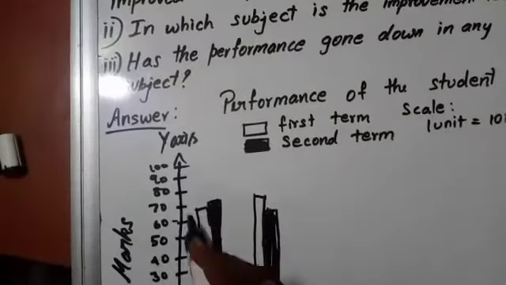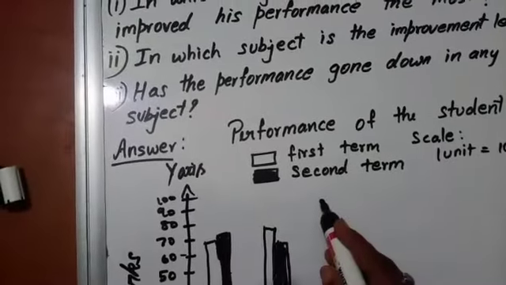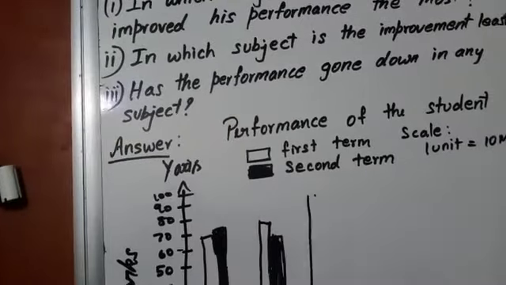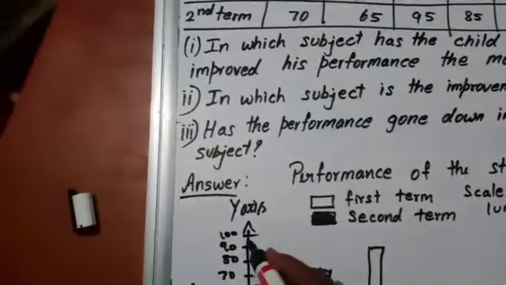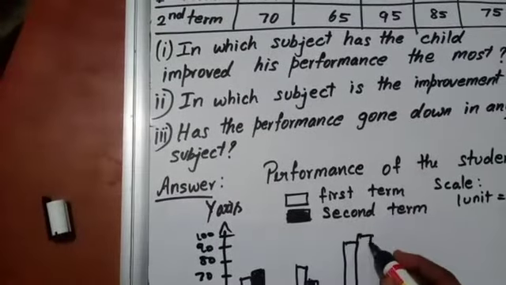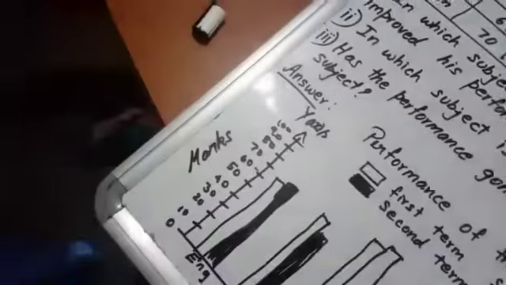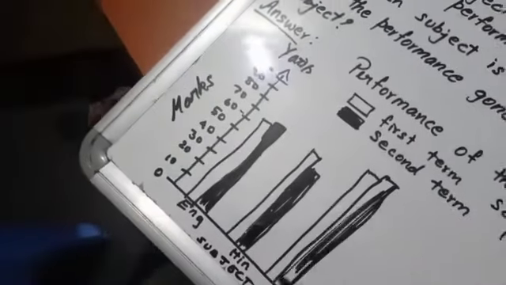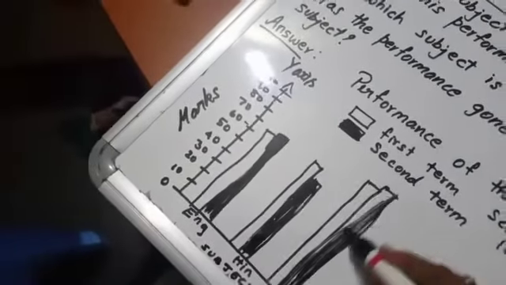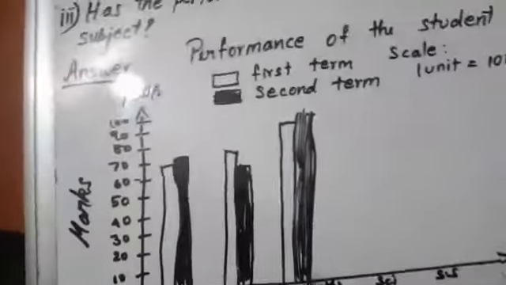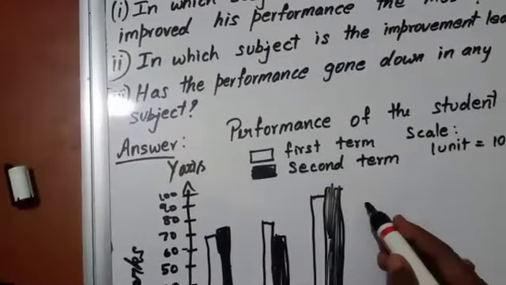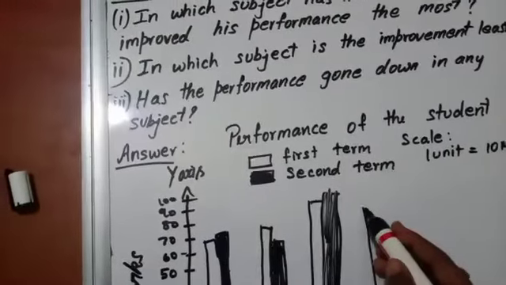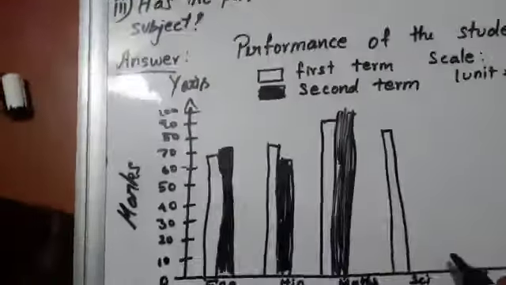Then the next one is mathematics, maths. The first term 88. Then it goes to the top, 88, near around 90. Now in the second term 95. 95 means it comes here. So let us shade it for the second term, 95. Then the next one is science, 81. 81 is here. So you have to choose it. Then you have to draw 81. In the second term 85.